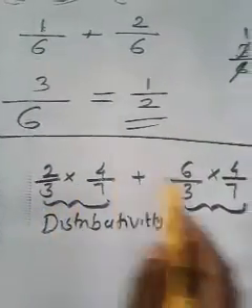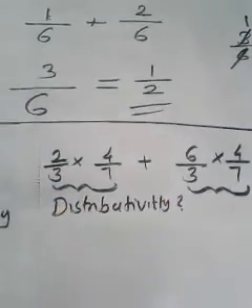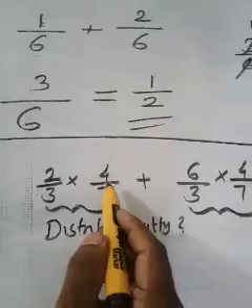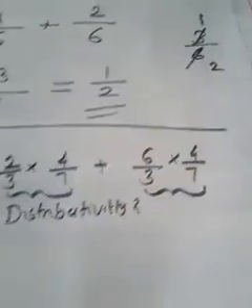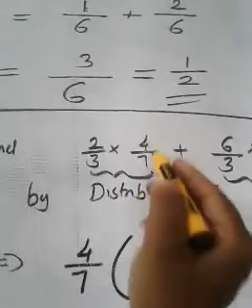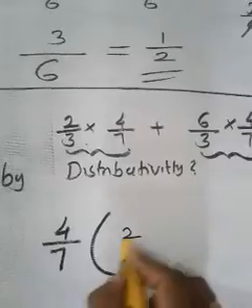Is there anything common in both terms? Is there any common number in both terms? Which came as common? See, 4 by 7 is common, no? Because in the first term 4 by 7 is there, and in the second term also 4 by 7 is there. So just take 4 by 7 outside. If you take 4 by 7 outside from this term, what will remain? Only 2 by 3 will remain.